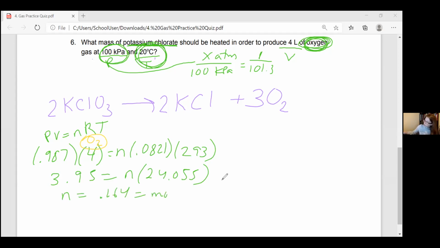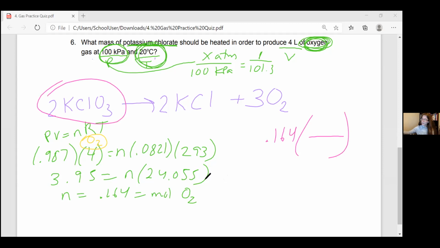Again, that is our moles, and it's our moles of oxygen because all the information I had was about the oxygen gas. That's what I plugged in, so that's what I found the moles of. Then I can take those moles and do a mole ratio. What I want is the potassium chlorate. What I have is the oxygen gas. Multiplying my 0.164 by 2/3, we'd get 0.109 as our moles of potassium chlorate.